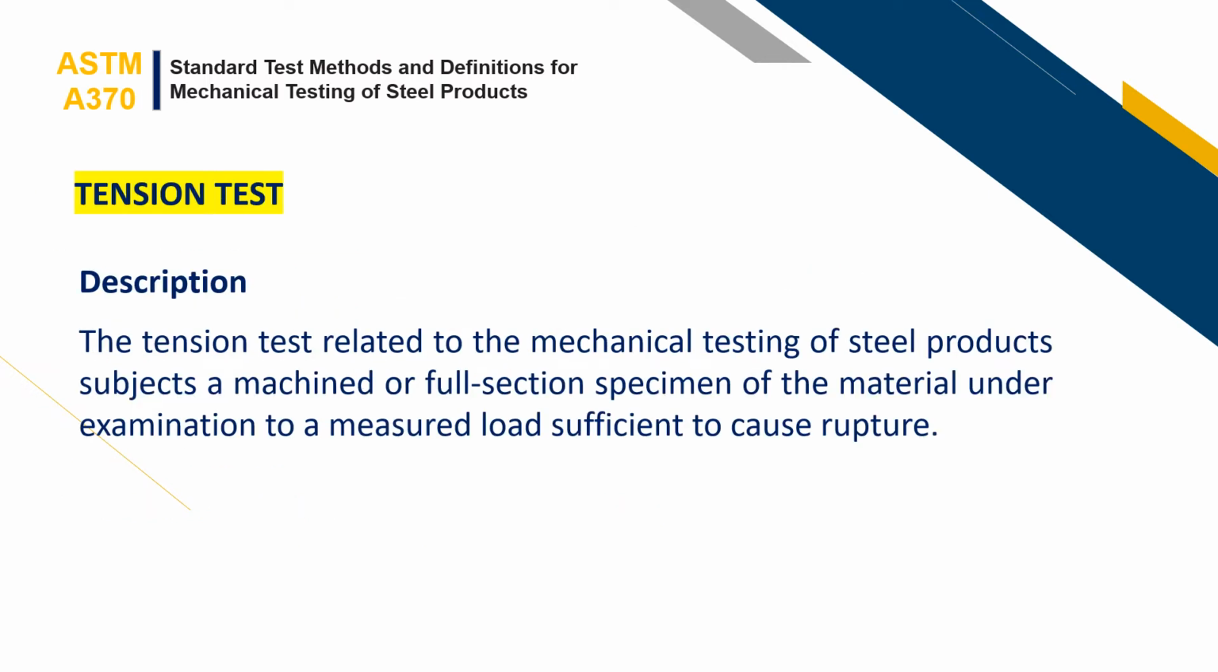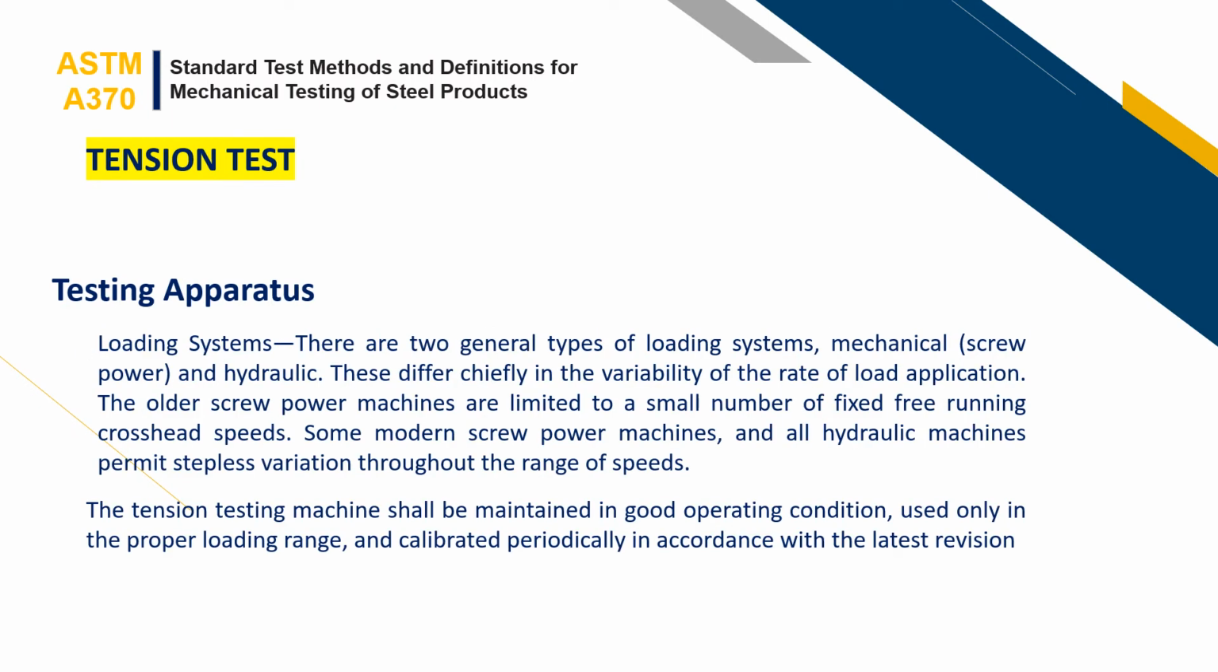Okay, so the description: the tension test related to the mechanical testing of steel products subjects a machined or full-section specimen of the material under examination to a measured load sufficient to cause rupture. For the testing apparatus, first we are going to need the loading system, which is present in the machine or apparatus that can carry out tension tests. So, that is the loading system.